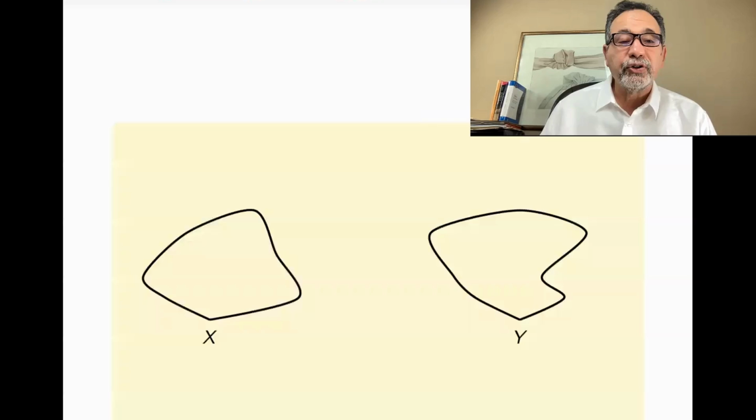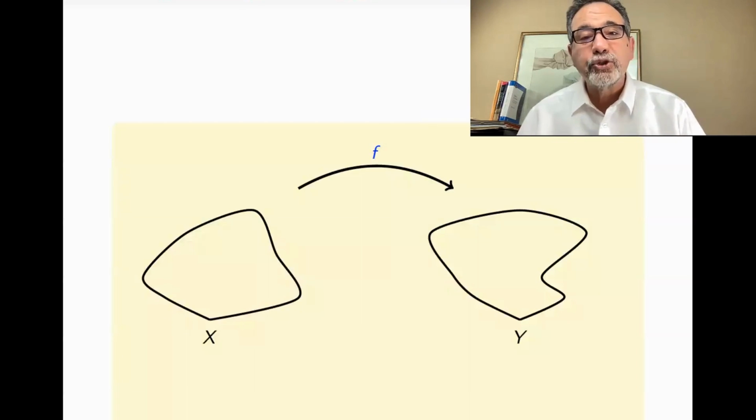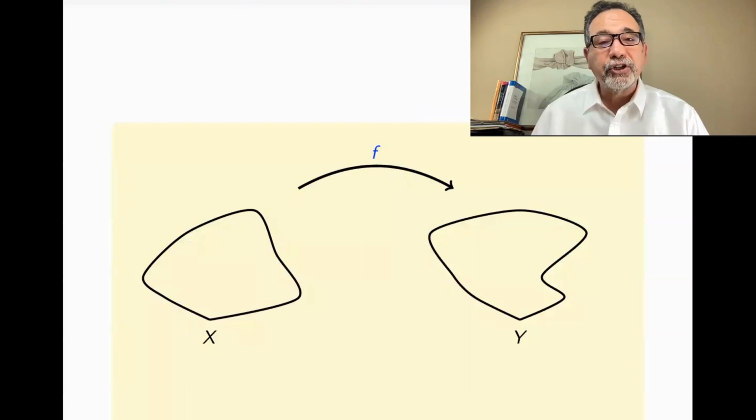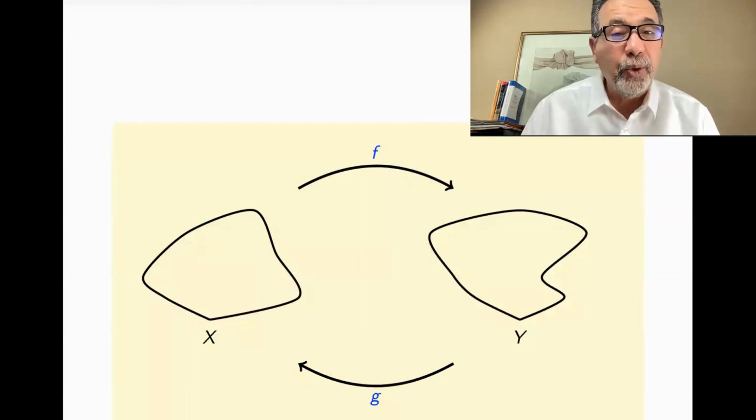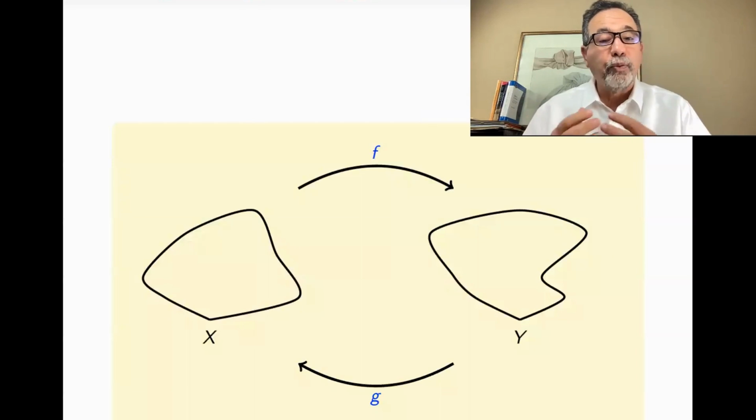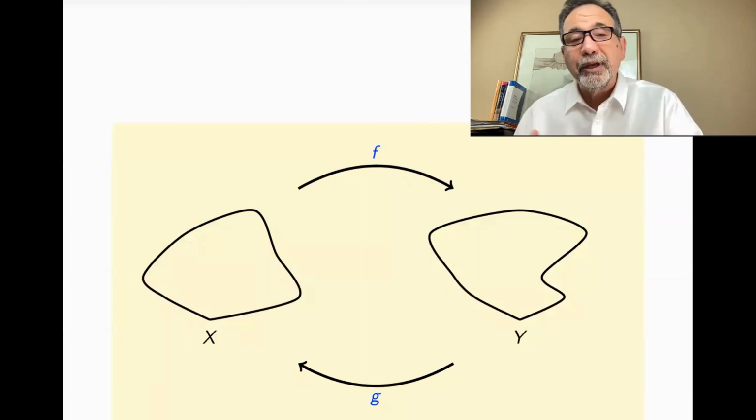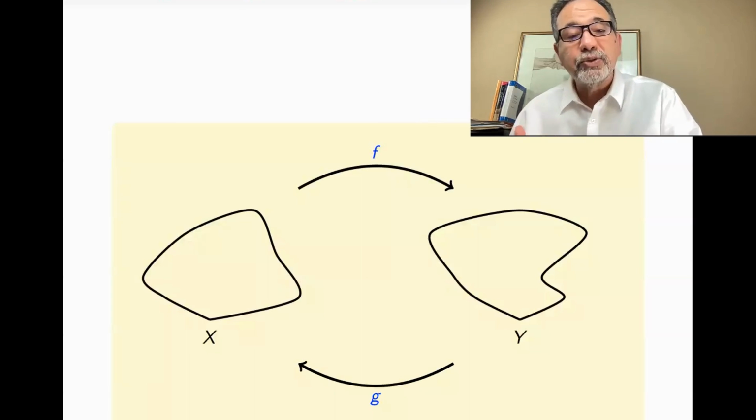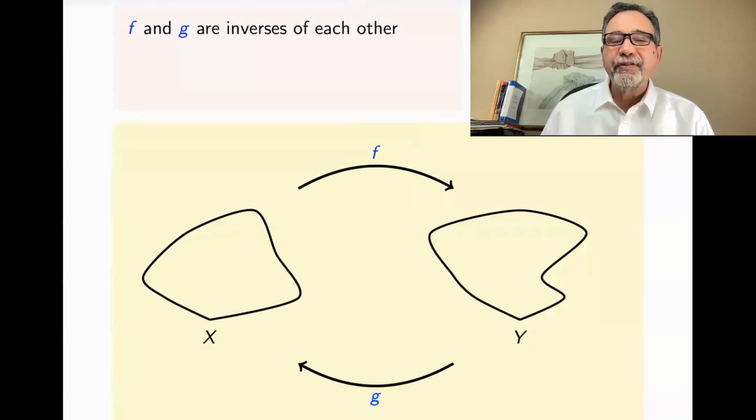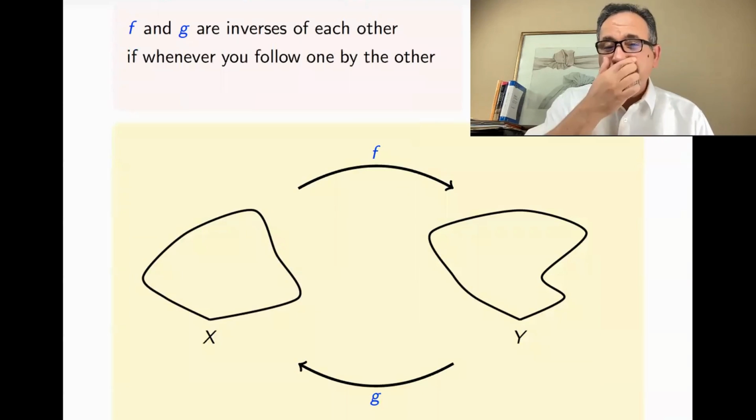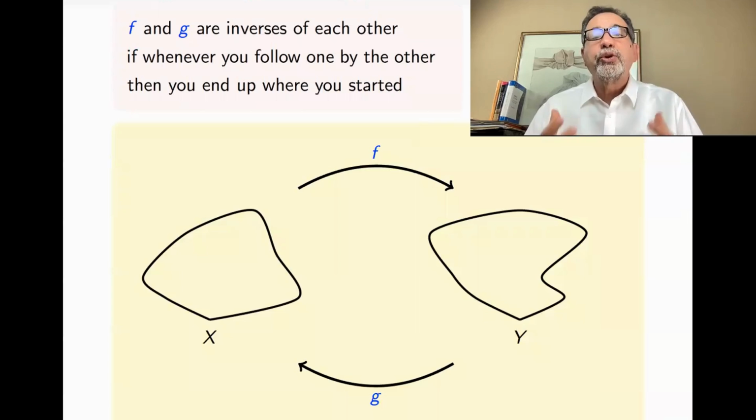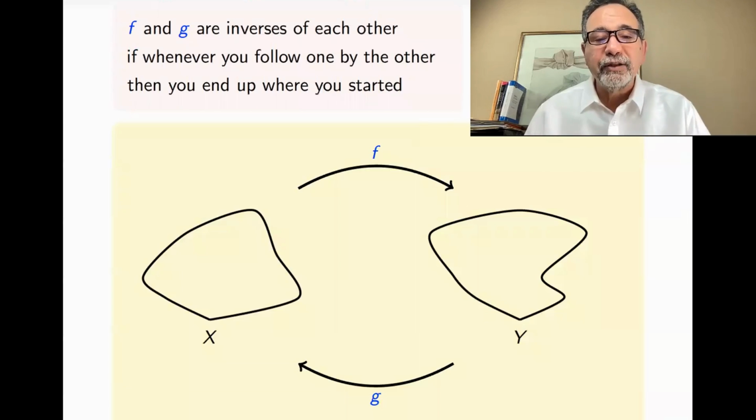Let's talk about what inverses are. If you have a function f from x to y, then some other function g that goes the other way from y to x. So for f, the domain is x, the codomain is y. For g, the domain is y, the codomain is x. f and g are inverses of each other if whenever you follow one by the other, you're back where you started. That's the intuitive way of seeing it, and I'll write down in a second the formal definition.